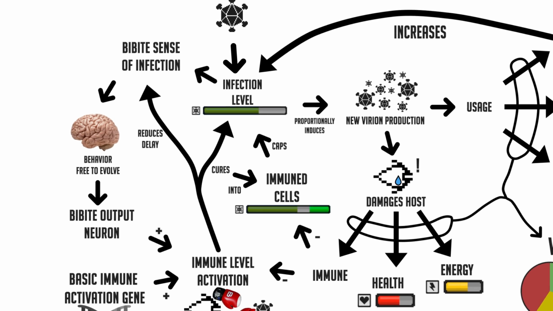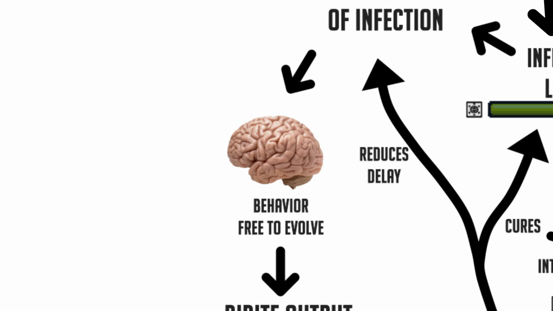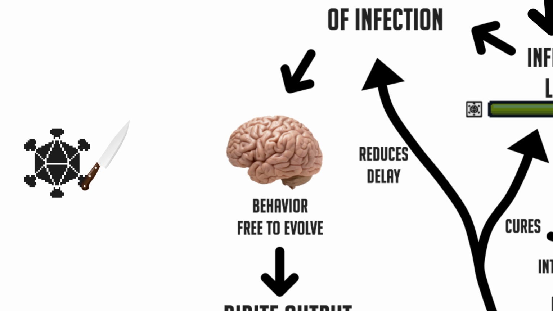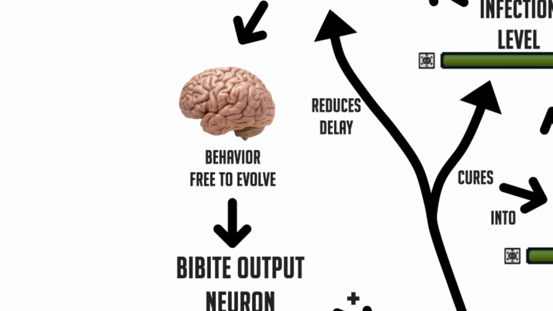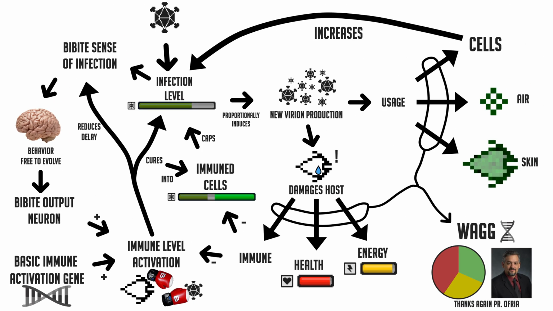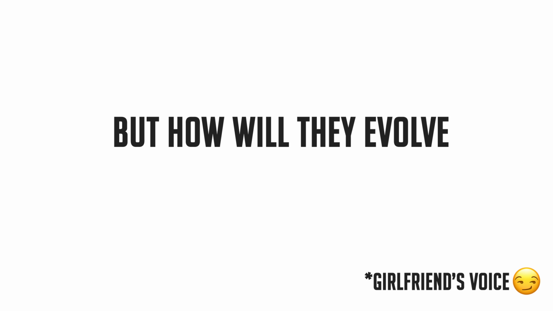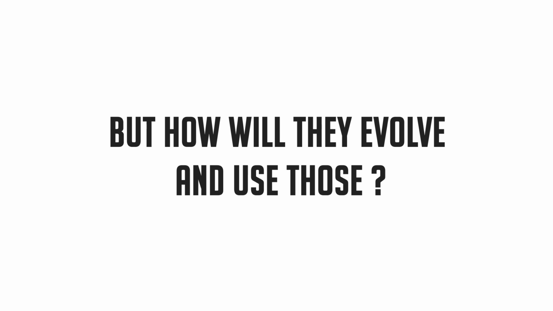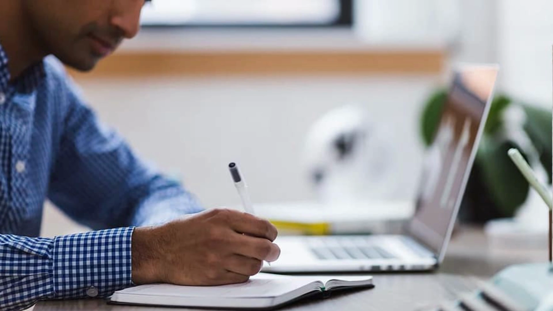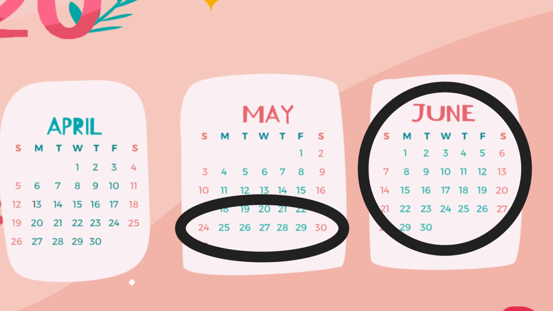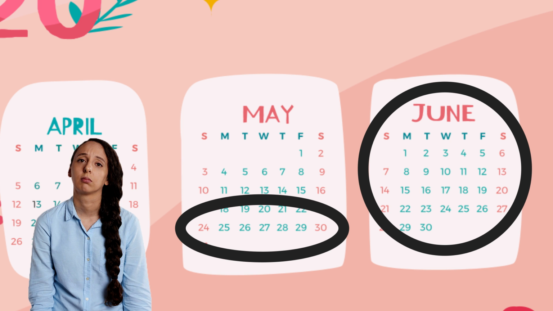The only part we didn't really explore is the behavior of the Bibits in response to that new threat. We've seen that they now have access to a new gene, as well as a new brain input and new brain output. So you might say, but how will they evolve and use those? Well, I figured that this video is already dense enough, and I've already been working on this for the past 3.5 months. Oh my god, what am I doing in my life?